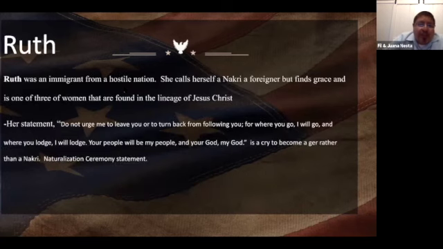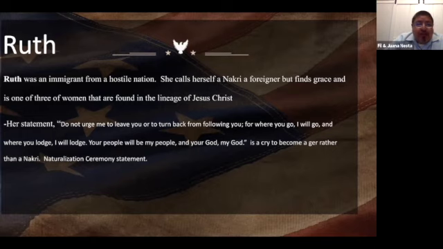Ruth is another example of an immigrant. Ruth was an immigrant from a hostile nation. She calls herself a nokriyah, or a foreigner, not a ger, a nokri, because she came from a nation that was hostile to the Hebrews, but finds grace, and is one of the three women that are found in the lineage of Jesus Christ. A foreigner in the lineage of Jesus Christ, yes.